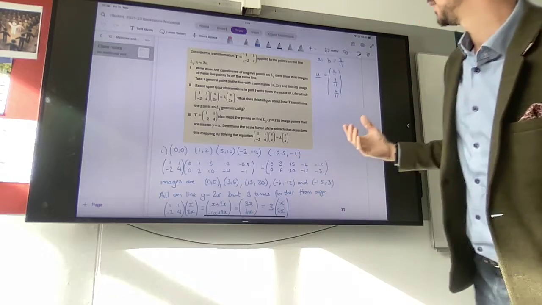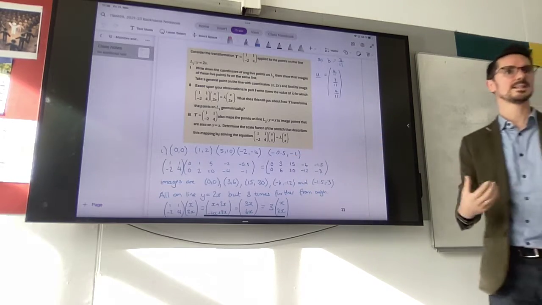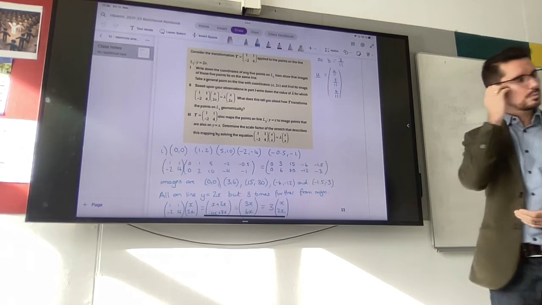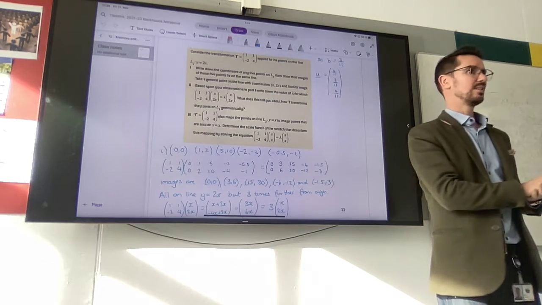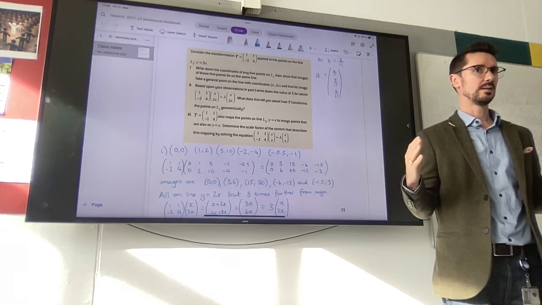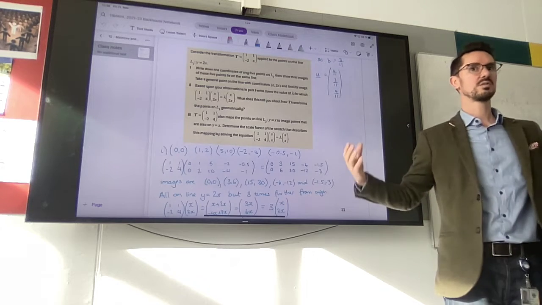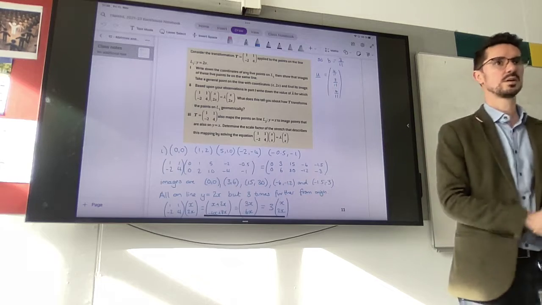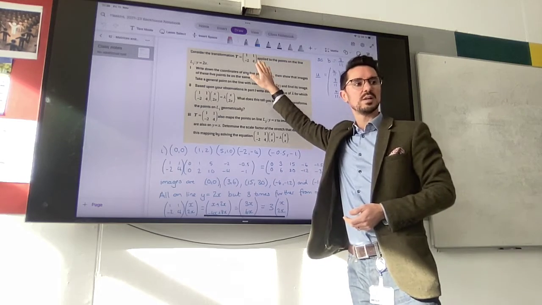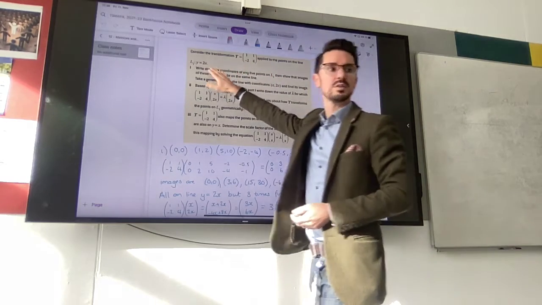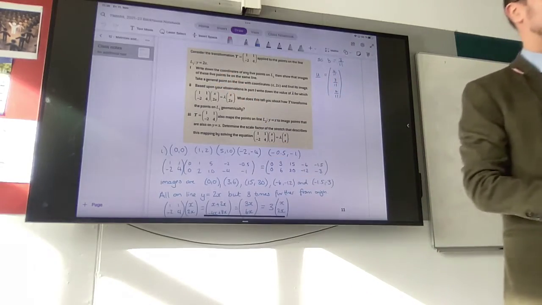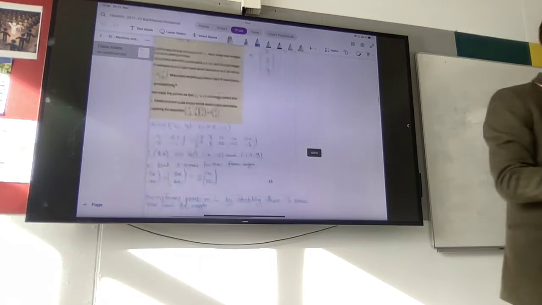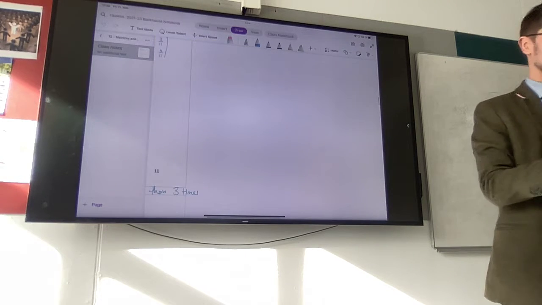Now, if we had the time and energy, we could have explored other lines. And what we would have found with other lines is that it wouldn't have worked in the same way. They would not have been stretched back onto the same line. In fact, the only 2 lines that this works for this matrix are y equals 2x and y equals x. Okay? So what is happening with this is we're taking points.